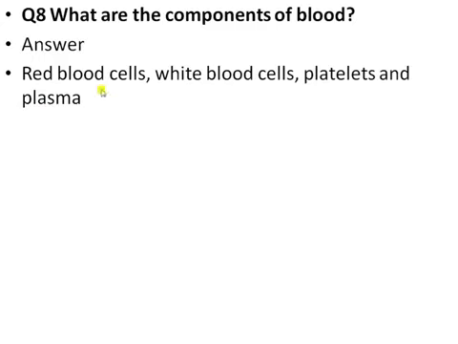Blood plasma concentration is 55%. The red blood cells are about 45%, and the white blood cells and platelets are present only in 1%.